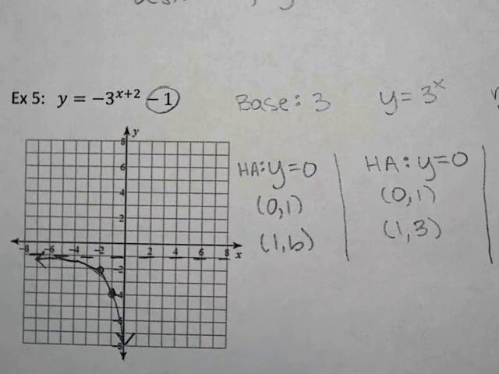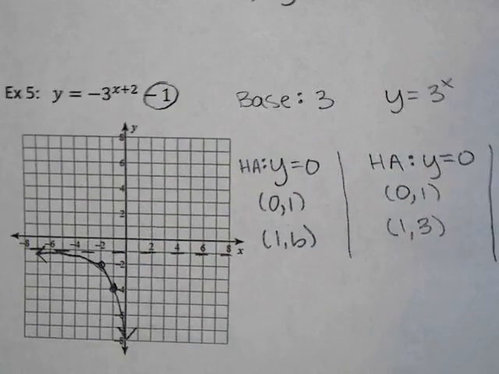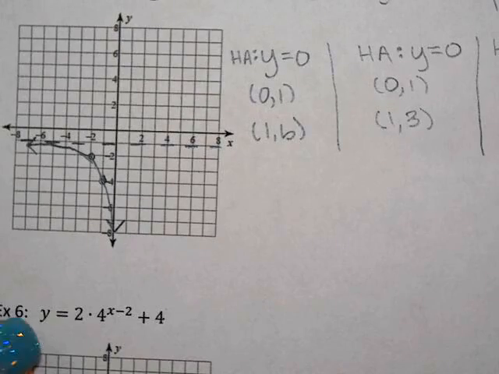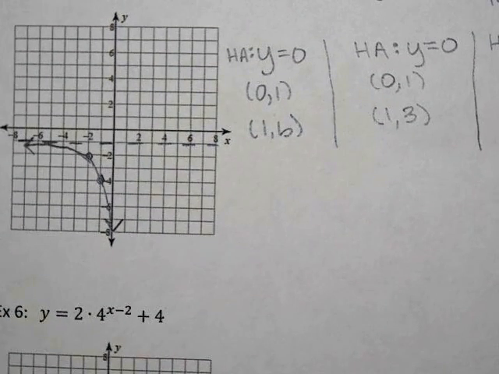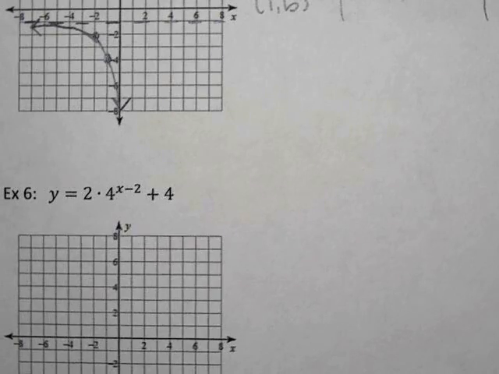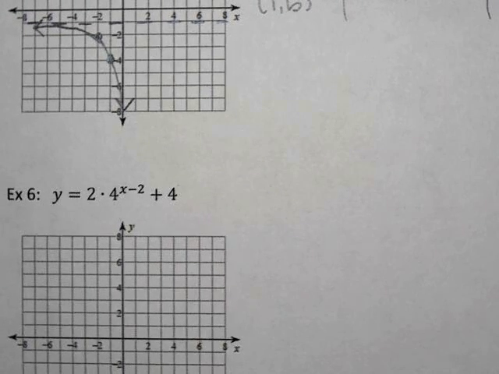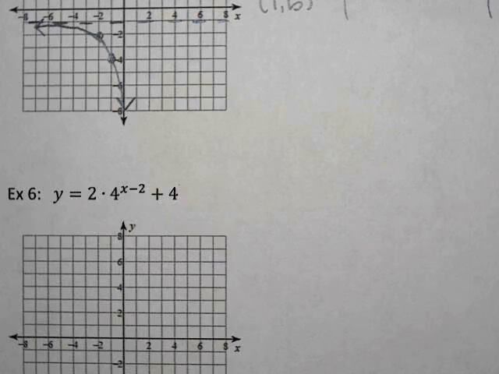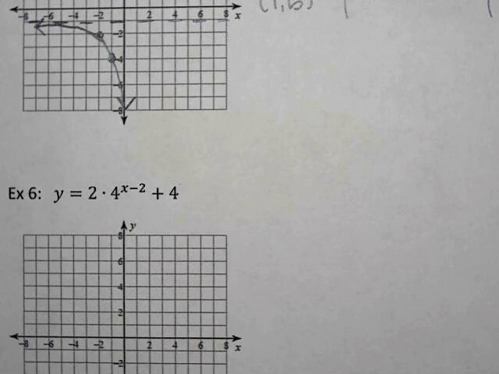All right. How do you guys feel about the graph? We good? All right. Can anyone make a prediction about where the horizontal asymptote is on example 6? Prediction, where's the horizontal asymptote on number 6? It's a 4. Okay, easy peasy.